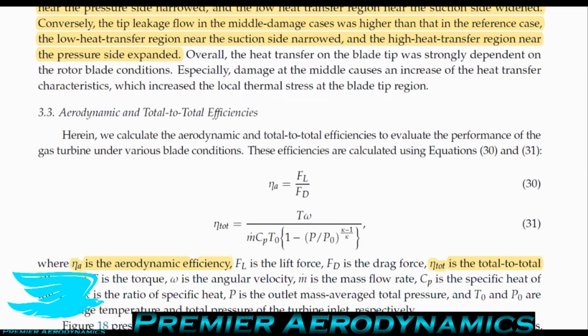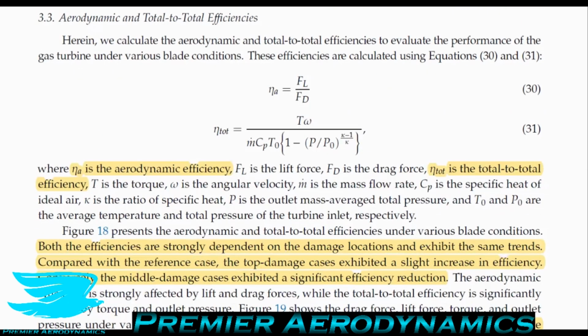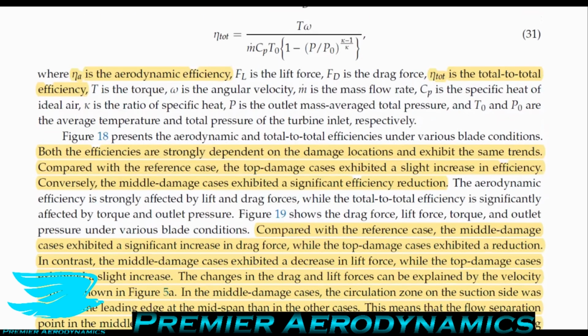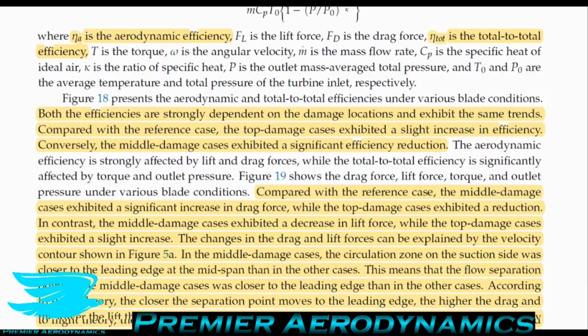Now, finally, moving on to the aerodynamic and total efficiencies. So looking at the efficiencies of this turbine now, they introduced two different measures, the aerodynamic one and the total efficiency. Both the efficiencies are strongly dependent on the damage locations and exhibit the same trends. Compared with reference cases, the tip damage cases exhibited a slight increase in efficiency. However, the middle damage cases exhibited a slight decrease in efficiency.